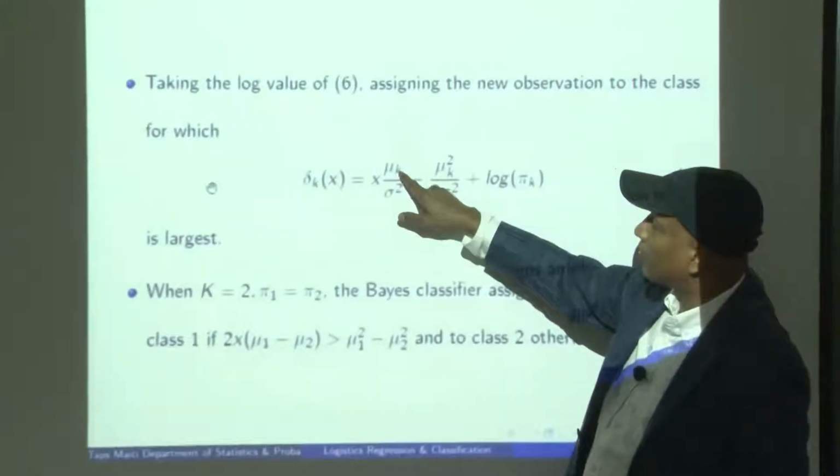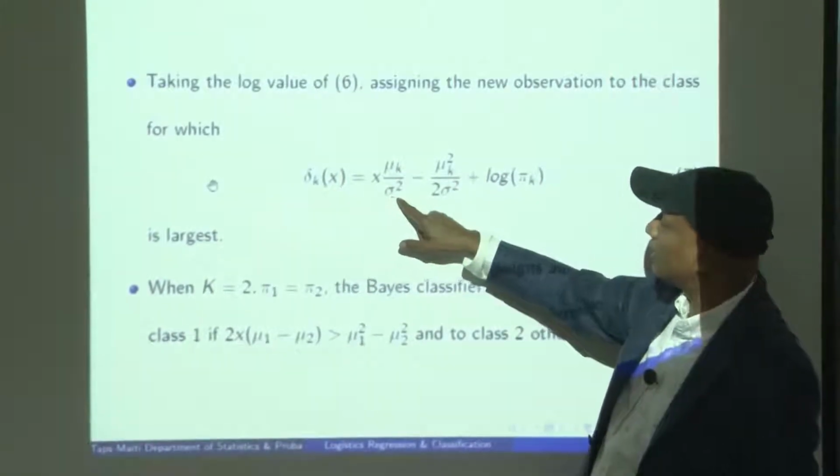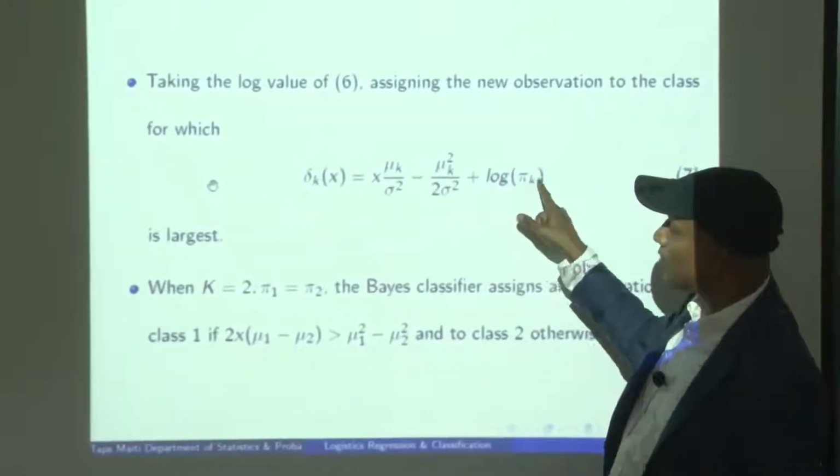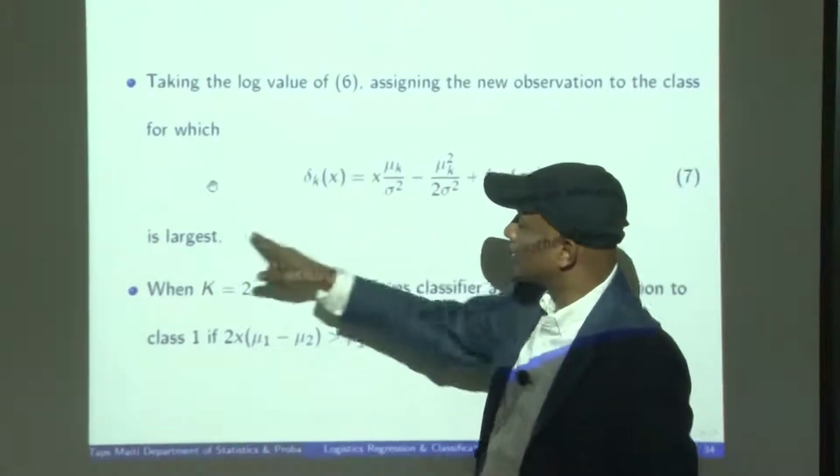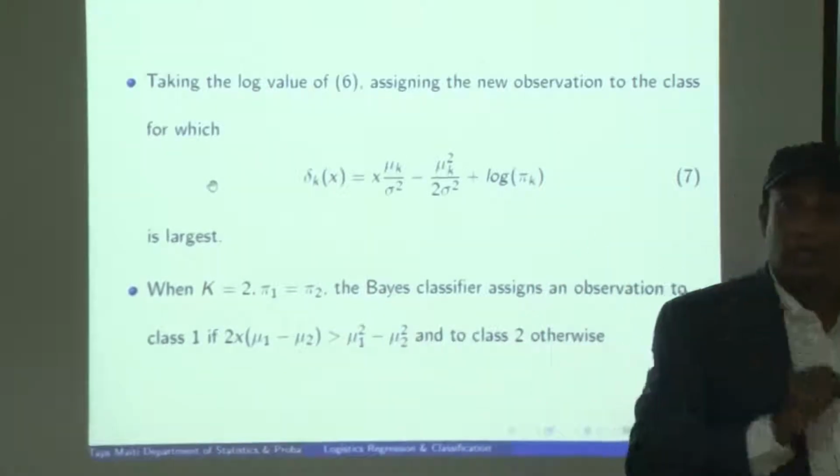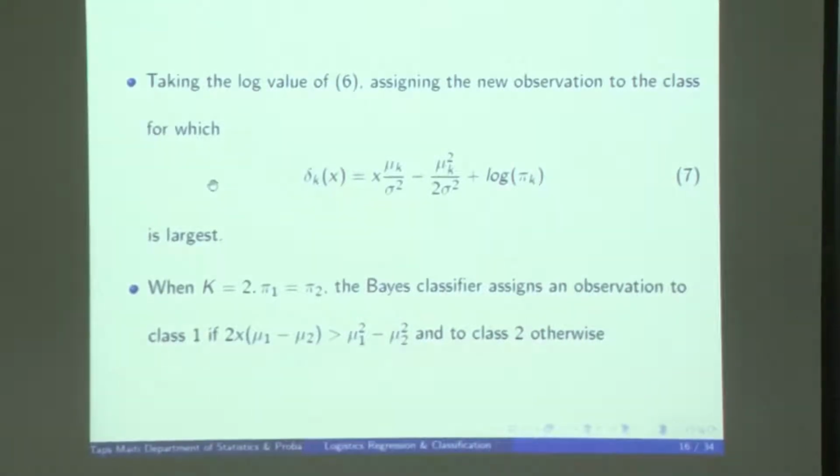This is the mean vector for the kth class, this is the variance for each of them, you calculate, and this is the prior probability. Whichever is the largest, you just assign that one to the class. Okay? So that's very simple in some sense.